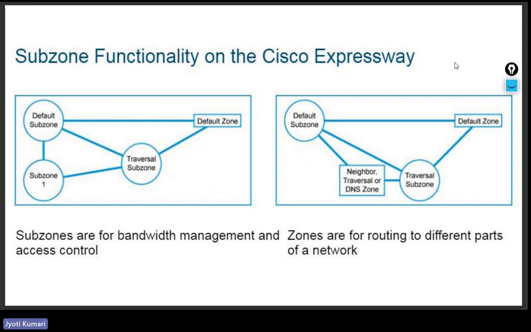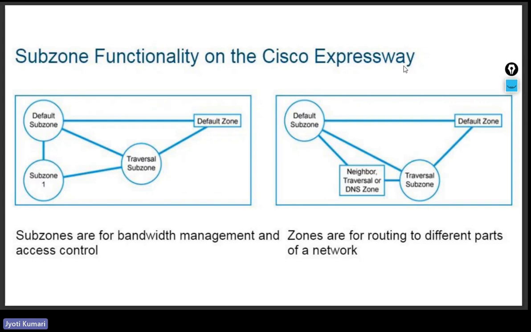There is no rerouting. Then zones are for routing to different parts of the network. Different types of zones are there for different network requirements. Neighbor zones are for connecting to different parts of the internal network, meaning without a firewall. Whenever a firewall comes in, that becomes a traversal zone and not a neighbor zone.